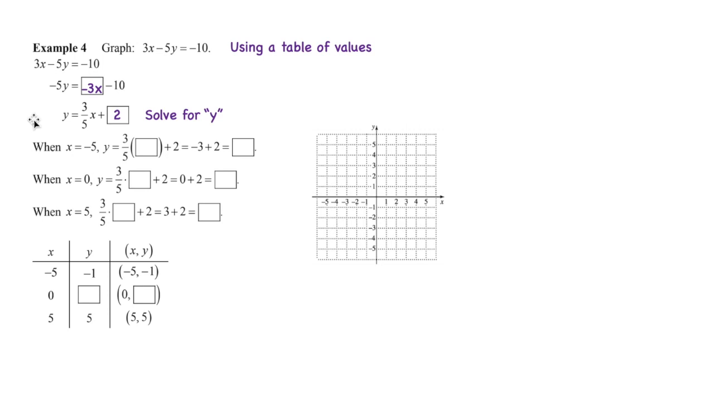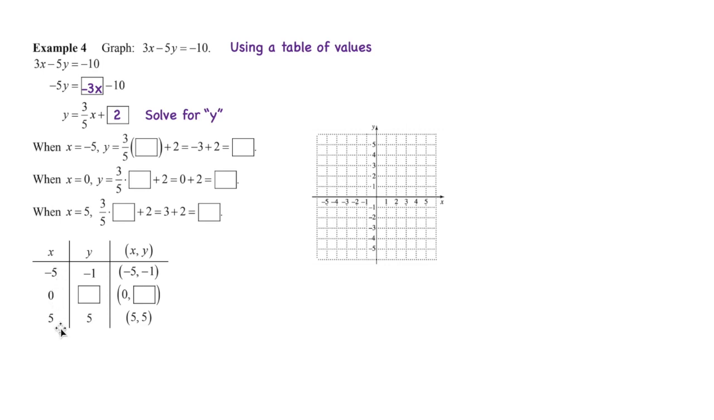I now need to divide everything by negative 5. Negative 3 divided by negative 5 is positive 3/5, and negative 10 divided by negative 5 is positive 2. This is going to help me when I decide which values of x I'm going to choose in my table of values. I'm going to choose values of x which are easily divisible by 5 since I know my fraction is in fifths. So I chose negative 5, 0, and 5.